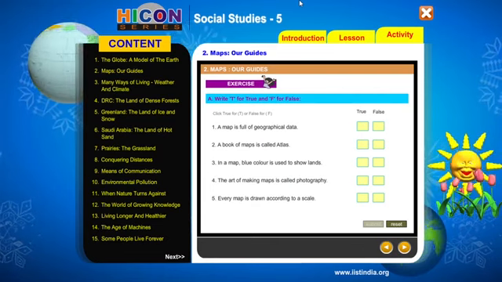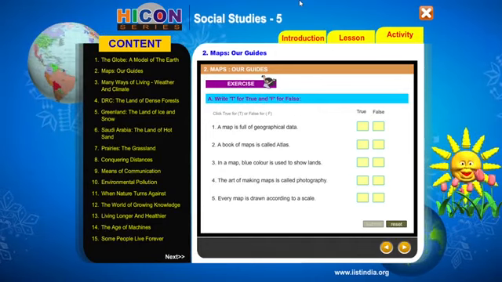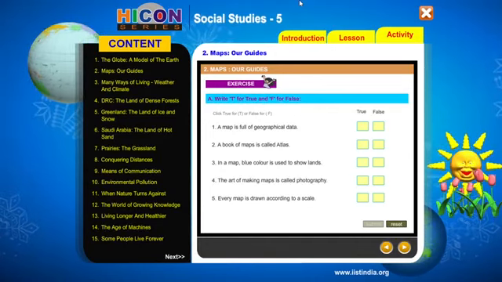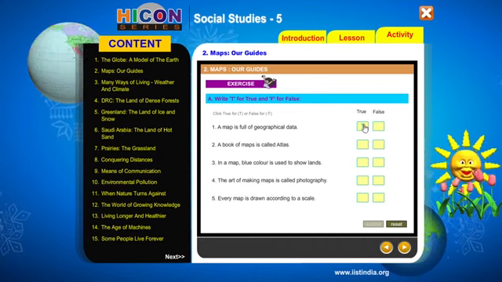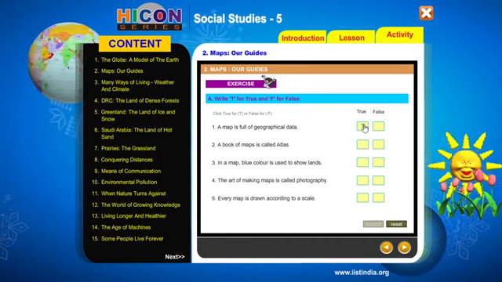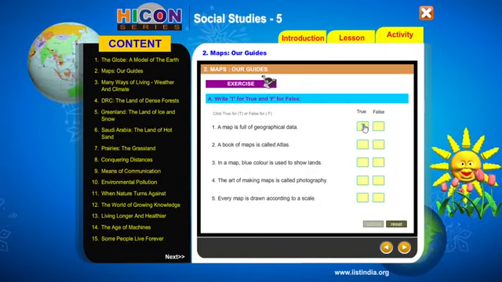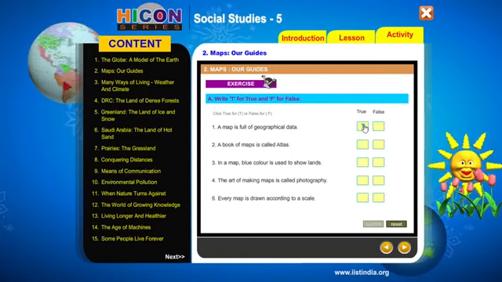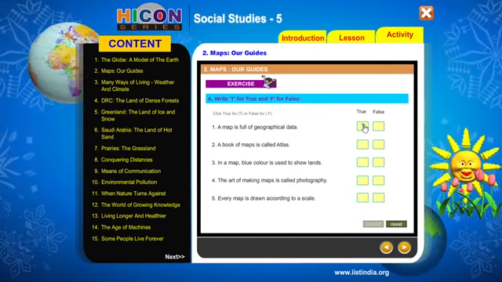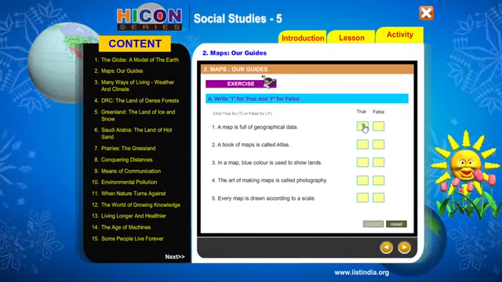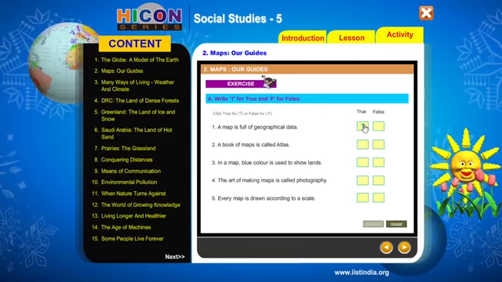Okay. Now the first sentence. A map is full of geographical data. The statement is a true one, isn't it? A map is full of geographical data because the geographical data of a region is transferred onto a flat sheet which we call a map, isn't it? Yes. Second one. A book of maps is called an atlas. True. Different maps are combined together to form a book, and that is called an atlas, isn't it?